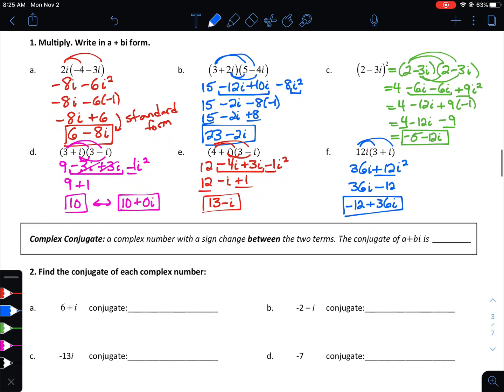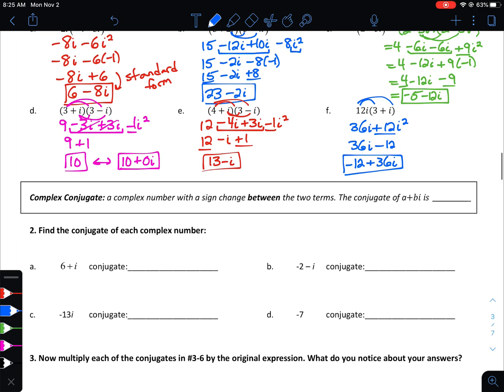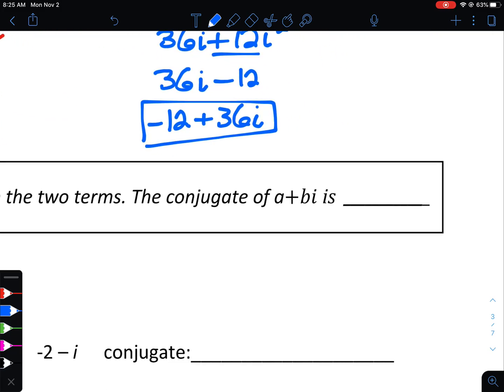All right, so the rest of this section is really going to focus on what we saw in example D, where when we took 3 plus i and 3 minus i, we multiplied those together and just got a real number. We got the number 10. And actually what we did, and you probably didn't know it yet, is that we were multiplying what are called complex conjugates. A complex conjugate is a complex number with a sign change between the two terms. In other words, the complex conjugate of a plus bi is a minus bi.